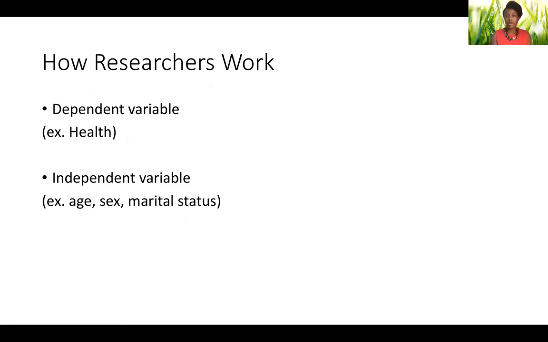And so if you're a health researcher, your dependent variable, your outcome variable, so what you are looking for, would be health. But it could be any type of health. If you're looking at obesity, it's obesity. If you're interested in smoking, it could be smoking outcomes. If you're looking at cancer, for example, it could be different types of cancer, it could be COVID.